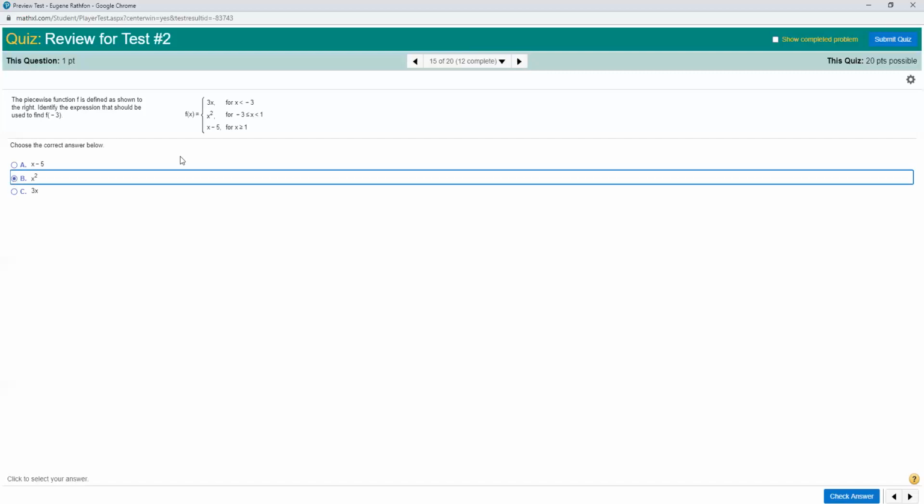Okay? The only way I could use the 3x equation is if this was a negative 4, negative 5, negative 6 or something. Okay? And then the only way I could use the x minus 5 is if these numbers were 1 or bigger. So all we had to do is figure out which equation you would use to find that f of negative 3. And then I can move on.